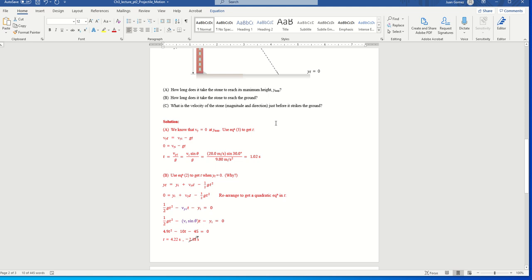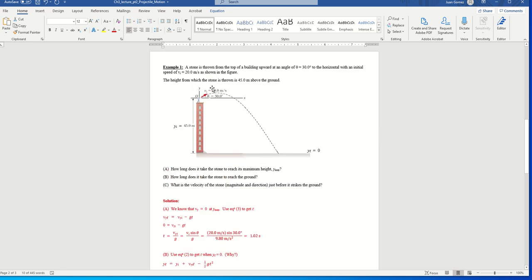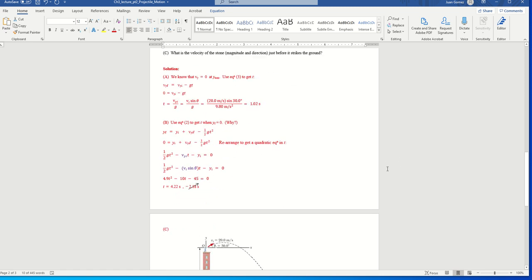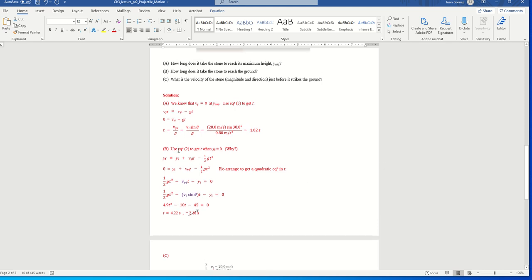What is Vy initial? Vi sine theta. The units are all good. Plug in your values as I've done here. You get it takes 1.02 seconds for the stone to reach the maximum height, right here at the top of that trajectory. Okay, part B. How long does it take the stone to reach the ground? The total time from when he releases it to when it lands? Well, let's use equation 2.